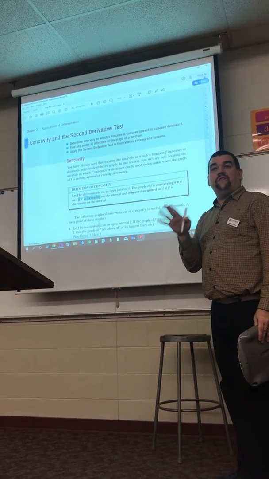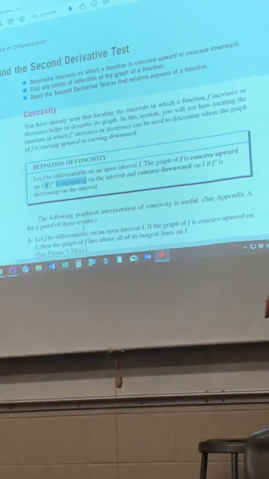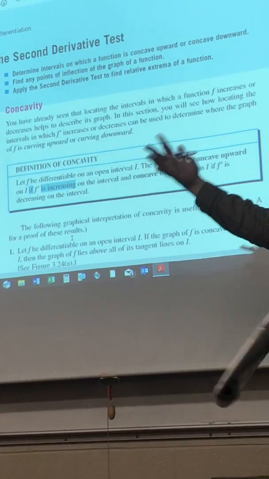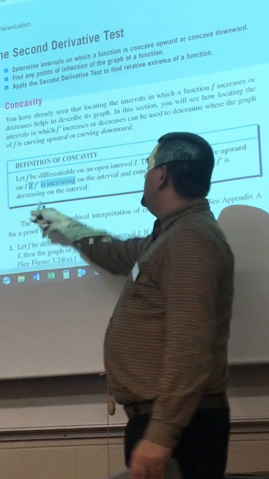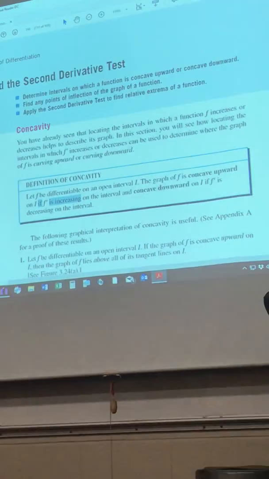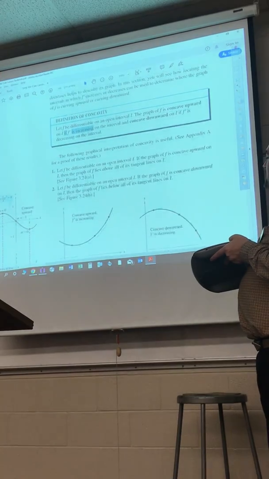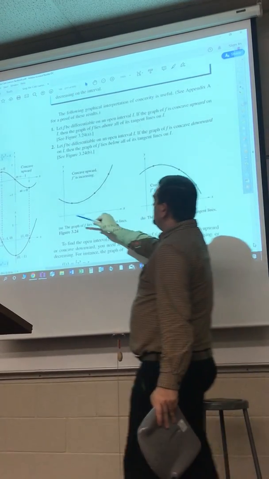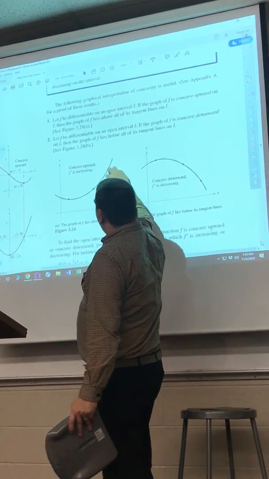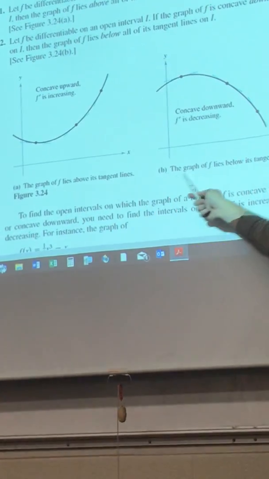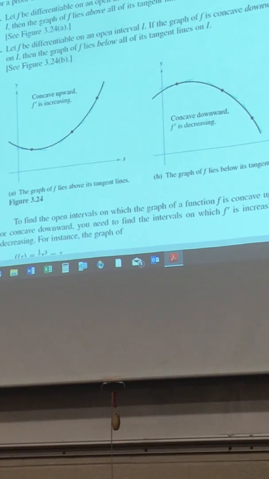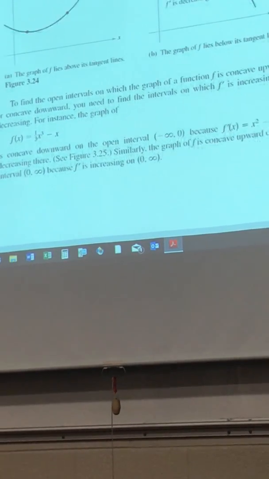As long as the first derivative is increasing in value, it's called concave up. Concave downward means the first derivative is decreasing, okay? And so you can see some blue lines. Again, blue tangent lines below means concave up. See right here, the graph of f lies above the tangent lines. That's a good thing to check visually if you have a good memory of vocab.